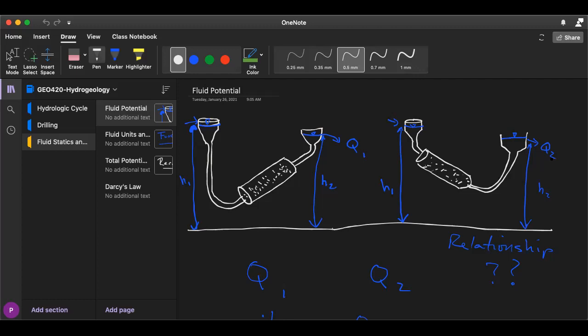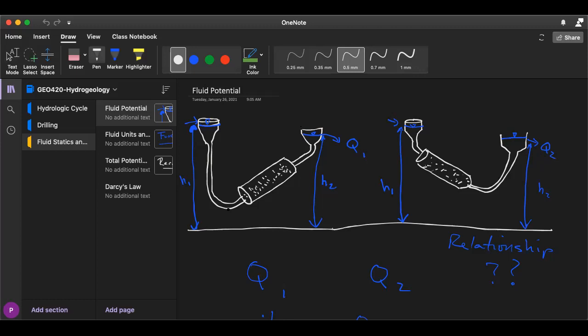Can you guys see that? The total change in potential here is exactly the same. All right. So actually the discharge is going to be the same. It's just that it's configured in different ways. Here, I have a lot of pressure energy at the bottom of my column and not as much elevation energy, but I have the same amount of total energy.